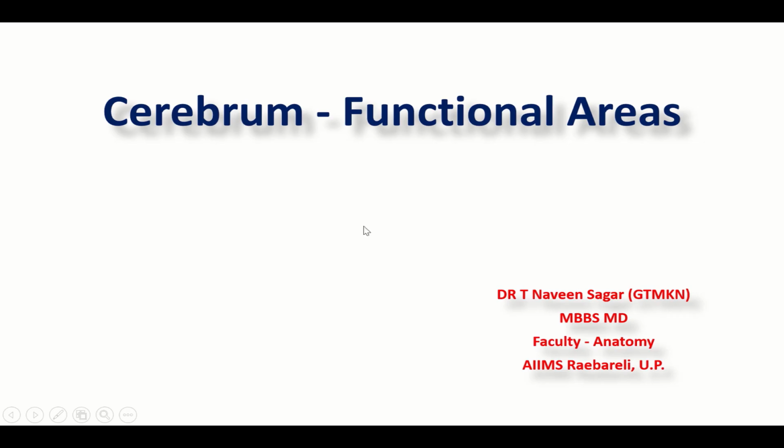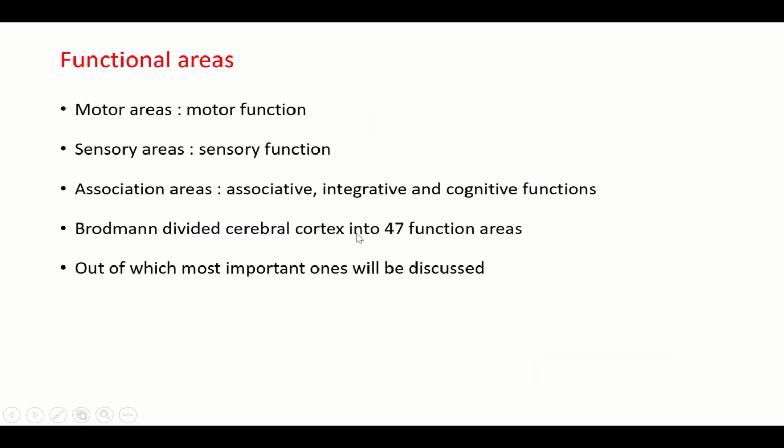In this session, we'll be dealing with the cerebrum functional areas. Last time we did the topographical mapping. Now we are doing the functional mapping. As you see here, the functional areas are motor areas, sensory areas, and association areas.